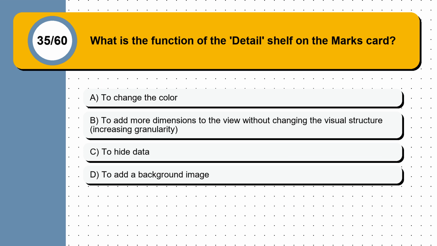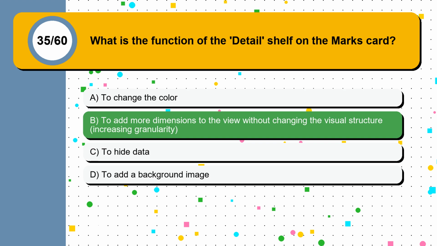Question 35. What is the function of the detail shelf on the marks card? Option A, to change the color. Option B, to add more dimensions to the view without changing the visual structure, increasing granularity. Option C, to hide data. Option D, to add a background image.